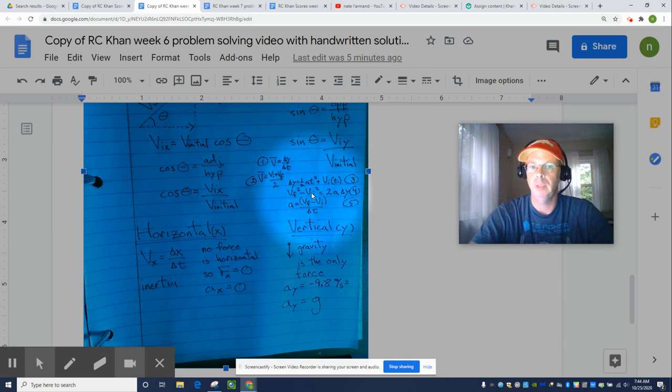This is vertical acceleration, initial vertical velocity, final vertical velocity. You could put a little y subscript on all these guys, except for time, obviously, that's a scalar. And then the definition of acceleration, a equals Vf minus Vi divided by elapsed time. This is a very famous acceleration, negative 9.8 meters per second squared. So famous, it gets its own variable, g.